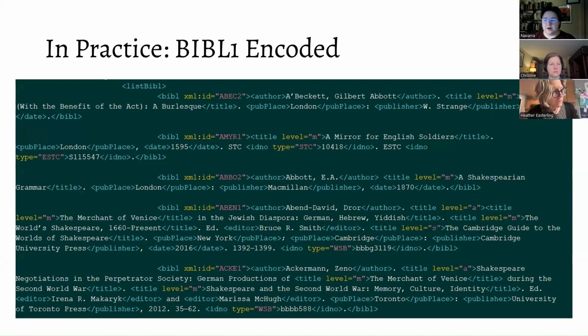This is what it looks like in Oxygen. And forgive me, my Oxygen is in a different color scheme than most people's. I find it easier to see these colors, so that's why it looks a little different. But it looks like this. We've got a list bibl and then a bunch of bibl elements. Each bibl element has an XML ID, and then it's got the actual entry in the text node.